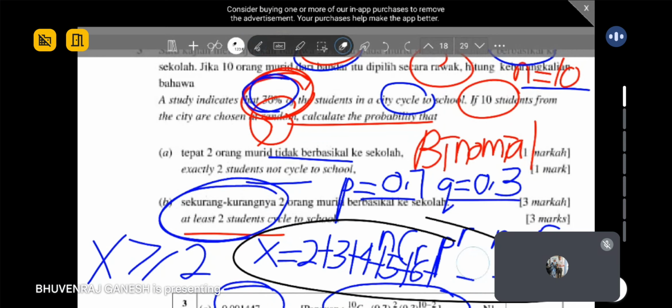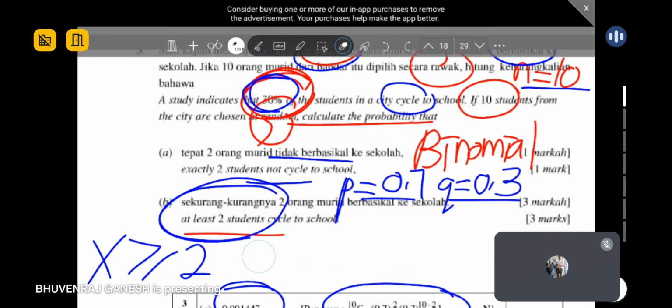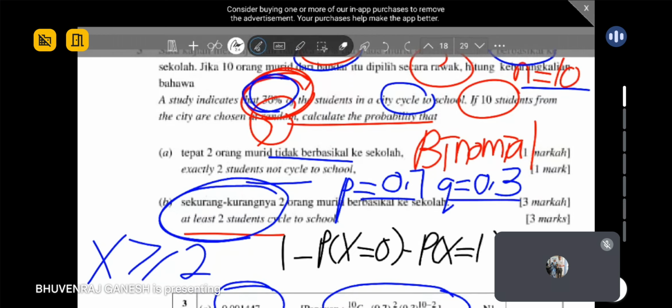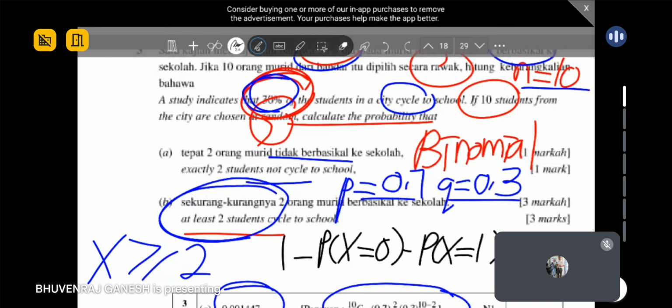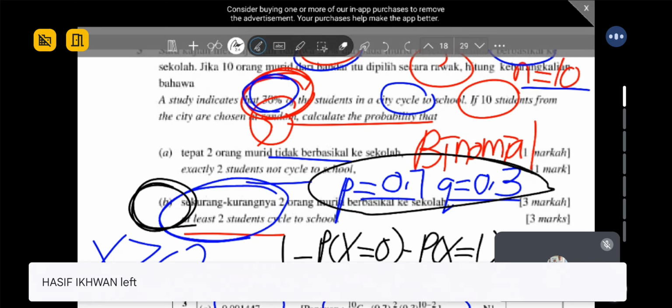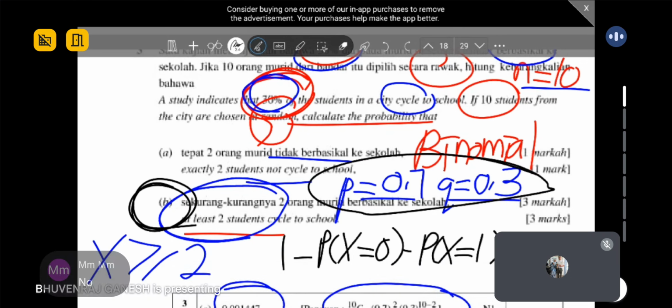Okay, dia sangat panjang. So what is the concept you all will use? Kamu akan guna konsep satu tolak. Okay, you use 1 minus probability X is 0 and probability X equal to 1. That's all. So guys, in this B question, is the P value same as the A question? Adakah nilai P dan Q sama untuk soalan B ni ataupun kena tukar balik? Must you change back or maintain?